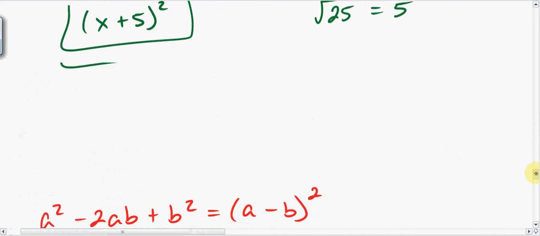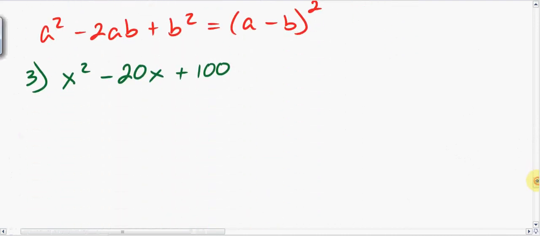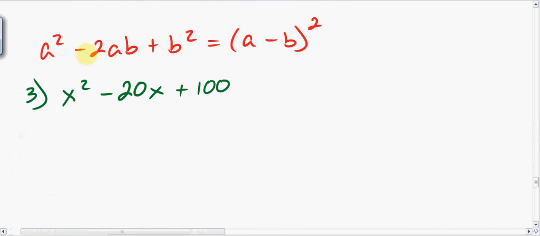Let's come down. We have one last one to look at, which is also a perfect square trinomial, but instead of plus plus, you have minus plus. So you have a squared minus 2ab plus b squared. If you have a nice perfect square trinomial, it can be factored into a minus b squared.